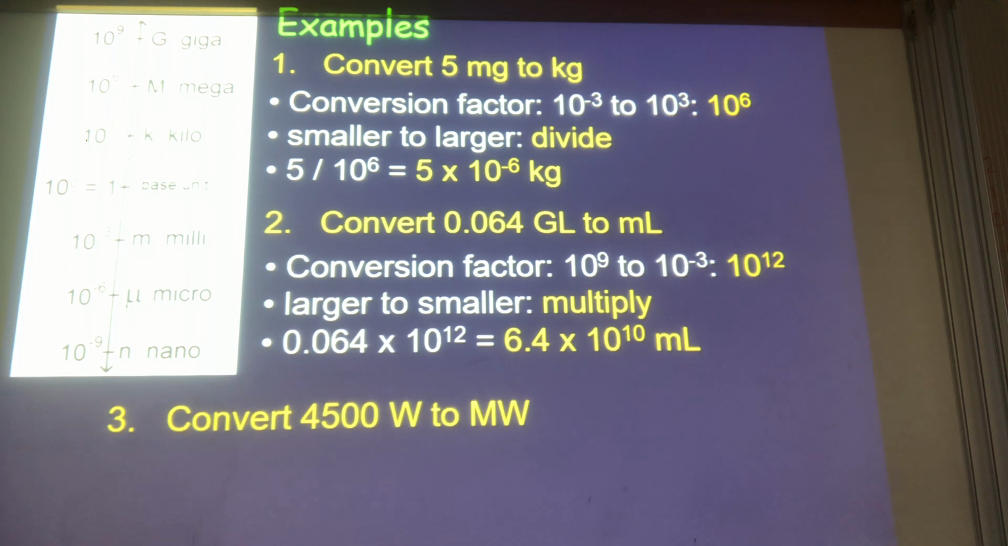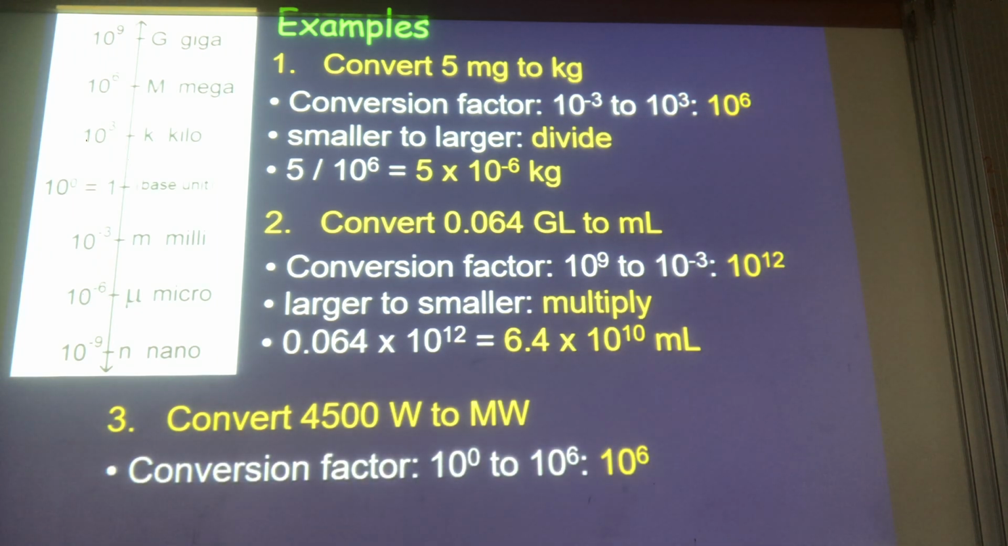Last one, watts to megawatts. So what's the prefix for watts? Well, that's just the base unit. So that's 10 to the power of 0. We're going up to mega, which is 10 to the power of 6. So the difference is 10 to the power of 6.